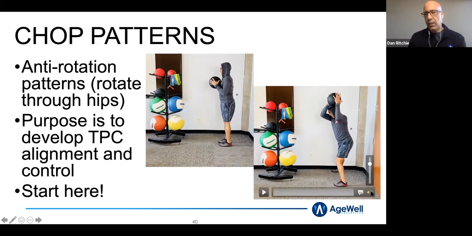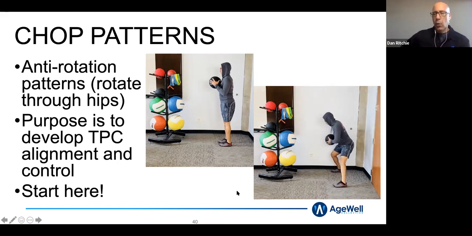Now the frontal plane chop is a little bit more challenging. It's still relatively an anti-rotation pattern because now you're controlling the momentum of the ball. The important thing through both these patterns is the maintaining alignment and control of the thoracopelvic cylinder. So even though it looks like I'm rotating, which I am, a lot of that rotation is happening around my hip joints, not around my spine. My TPC is staying relatively well aligned.